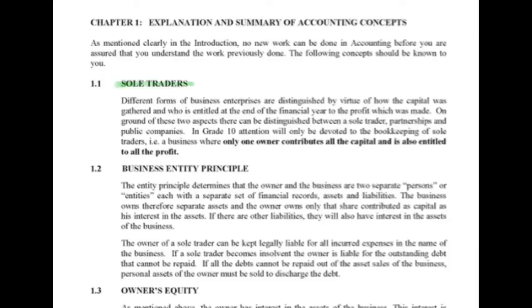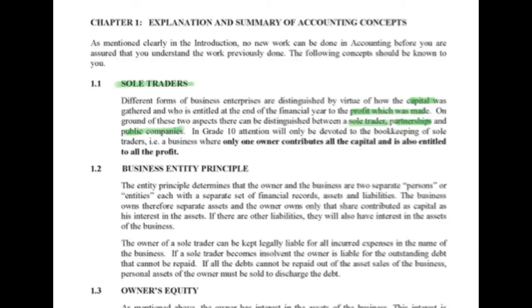Firstly, sole trader. Different forms of business enterprises are distinguished by virtue of how the capital was gathered and who is entitled at the end of the financial year to the profits which were made. On grounds of these two aspects, they can be distinguished between a sole trader, a partnership, and public companies. Sole trader would be done in grade 10. Partnerships would be done in grade 11. And then public companies, that's the big one, left for grade 12.